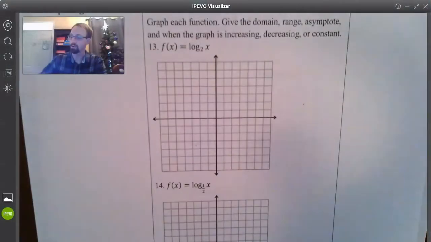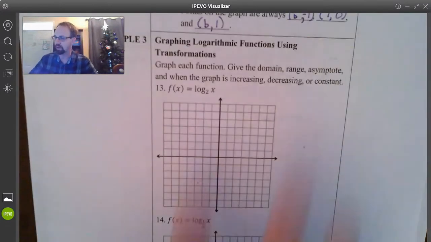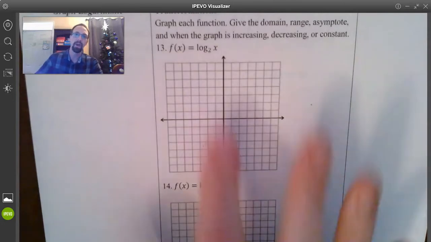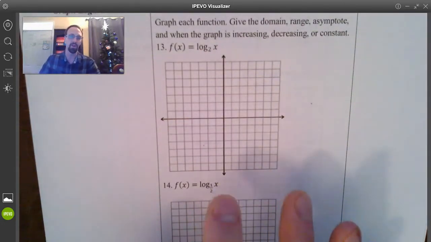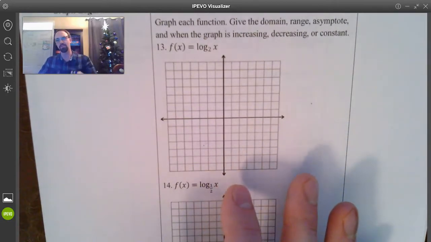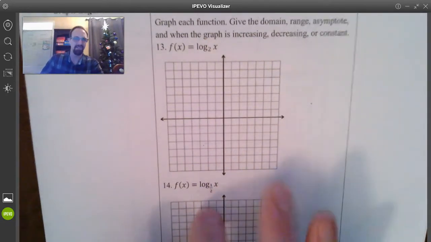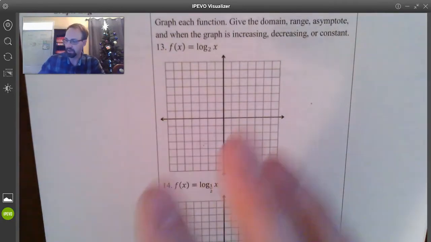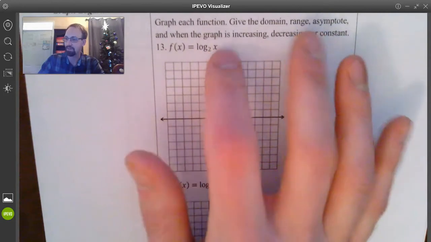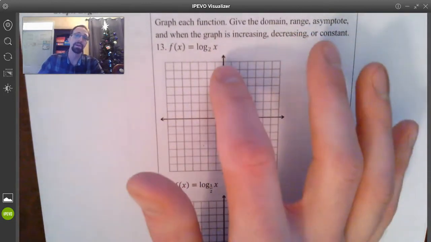Today we're going to be talking about graphing. Before we get into graphing with transformations, we're just going to graph two basic ones: one with a base that's greater than 1, and one with a base that's between 0 and 1. Remember we talked about this, we couldn't take the log of negative bases. We couldn't take the log of values with a negative domain.